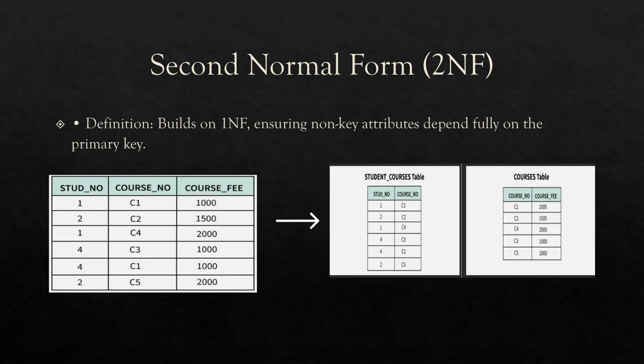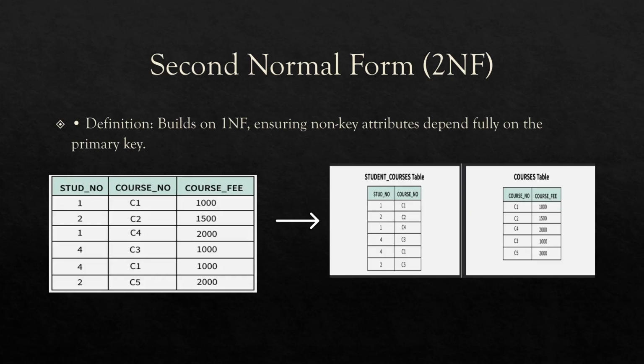So the candidate key is student number and course number, because of this combination, these two columns uniquely identify each row in the table. So the course fee is the non-prime attribute because it is not a part of the candidate key, which is the student number and the course number.